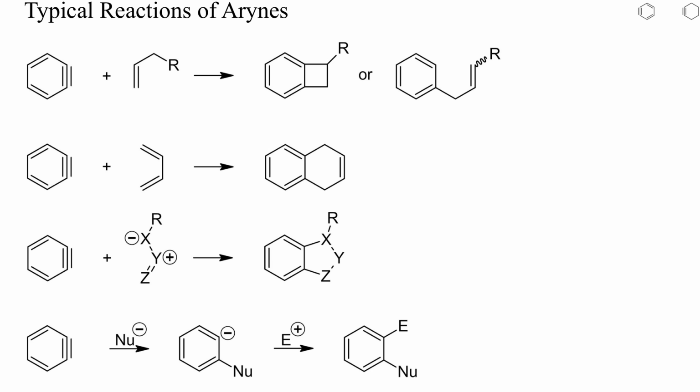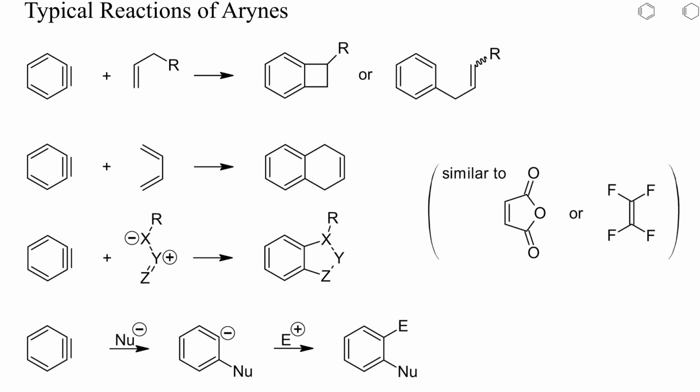I've sketched here some of the typical reactions of arynes. These include 2+2 cycloadditions and ene reactions with olefins, Diels-Alder reactions, 1,3-dipolar cycloadditions, and the addition of nucleophiles. Arynes are electrophilic intermediates and almost never react with other electrophiles. Their reactivity is similar to that of maleic anhydride or tetrafluoroethylene.